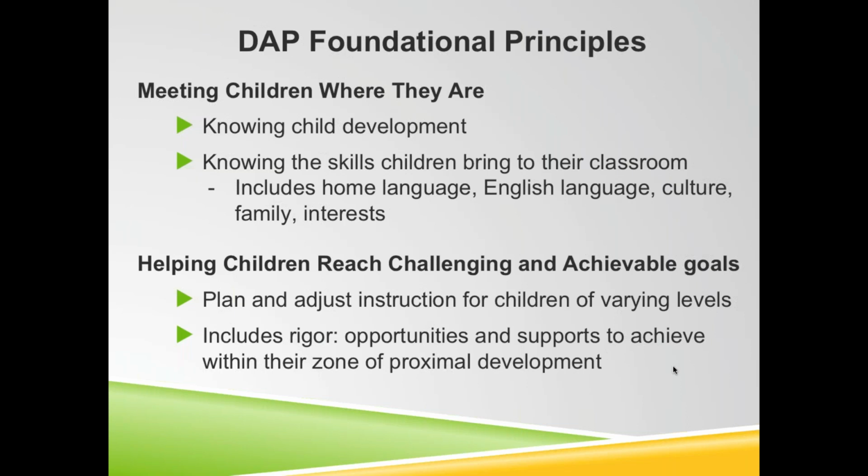The second point is looking at children reaching challenging and achievable goals. Those are the 2 key points. When you know child development and the child, you can tune in to their abilities by planning instruction for them at their level. This does not mean we're not going to have rigorous goals. Rigorous goals mean opportunities to support and supports to achieve within their zone of proximal development.